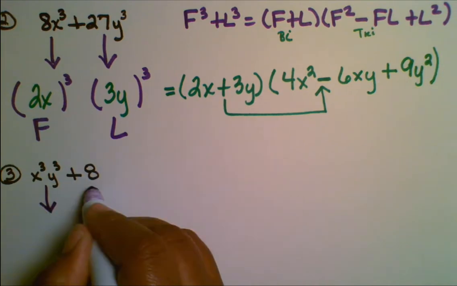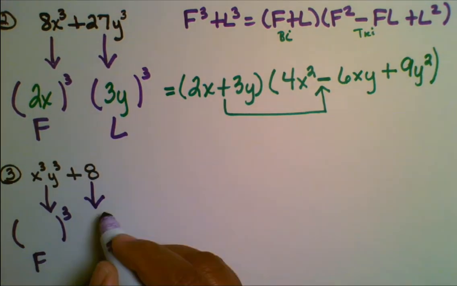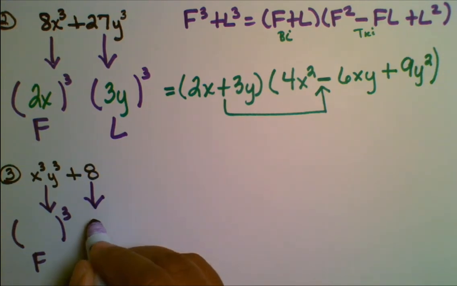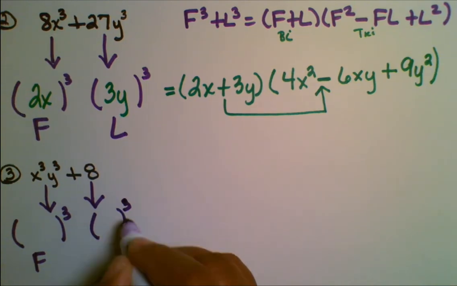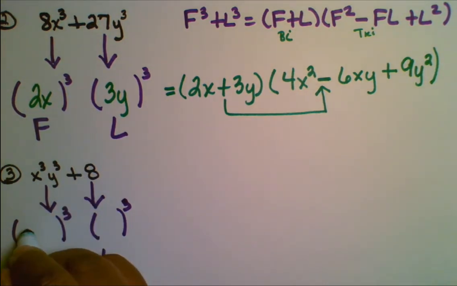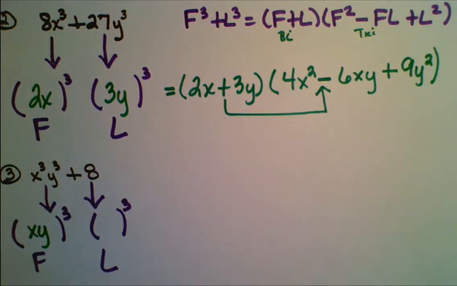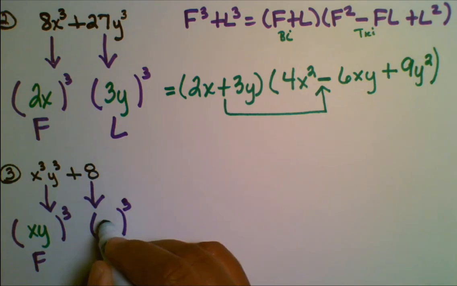So we want to find that one number that when we cube it will give us the first term, and the variables there, and then that one number that when we cube it will give us the last term. So for the first term, that factor would be xy, because xy times xy times xy gives us xy cubed. Fill in the blank. What when we cube it would give us 8? That will be 2.